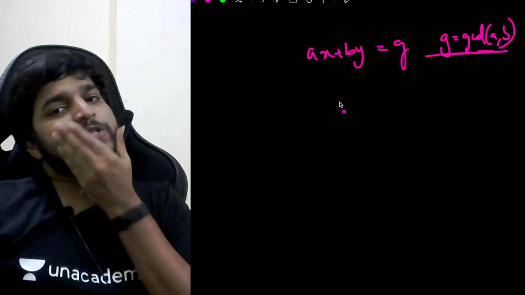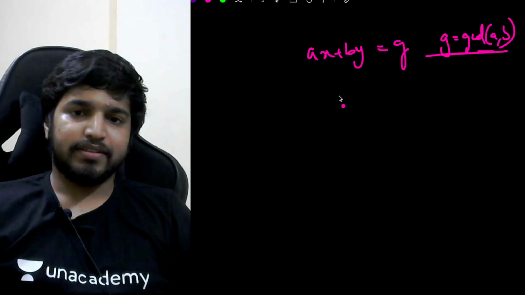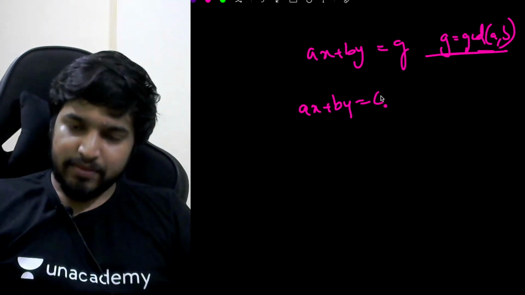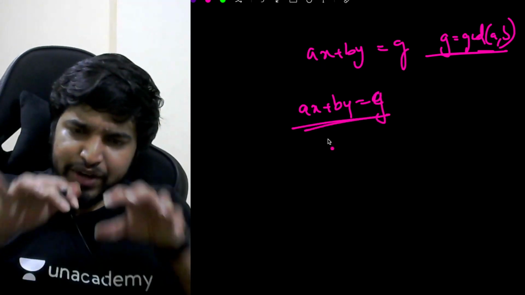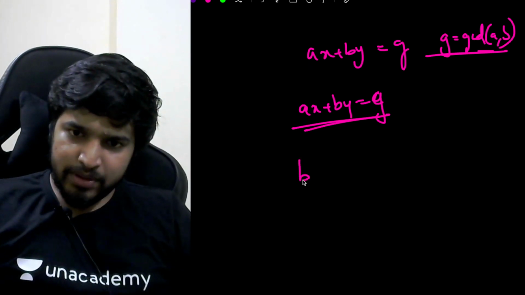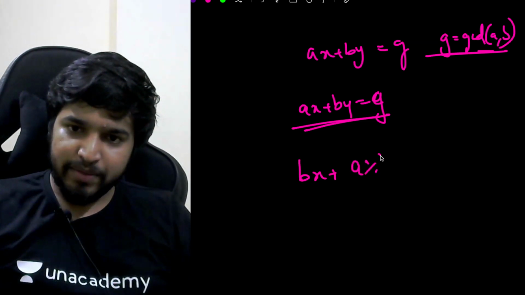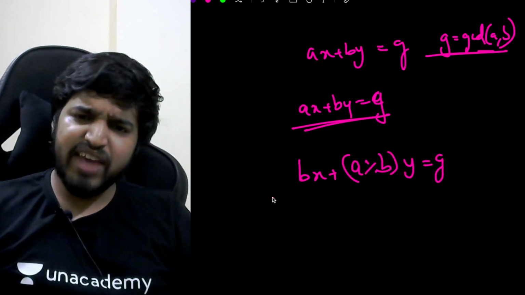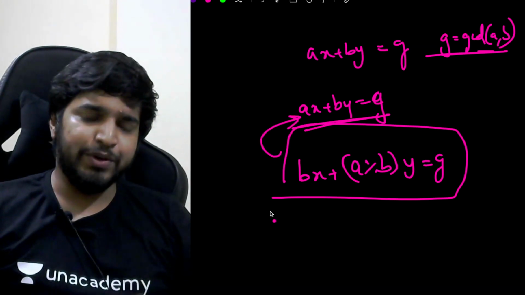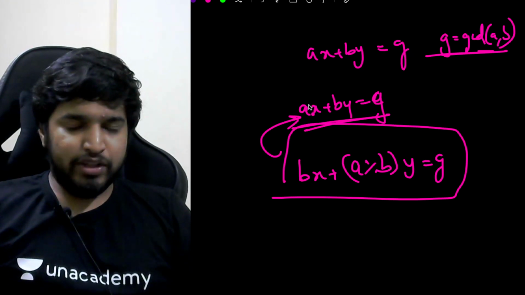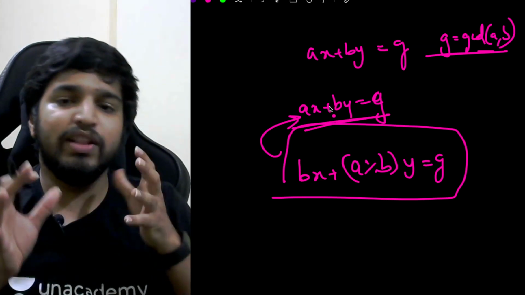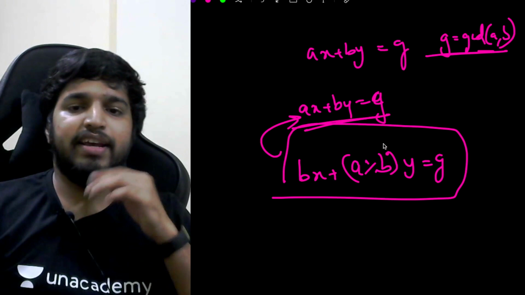Fine. So what are we going to do here? ax plus by equals G. We'll try to divide this into a smaller problem. Say we have the answer to bx plus A modulo B into y equals G. Say we have the answer to this problem. Can we get to this? You might ask, why are we doing this? We're doing this just to investigate whether this smaller problem leads somewhere. Okay, got it.